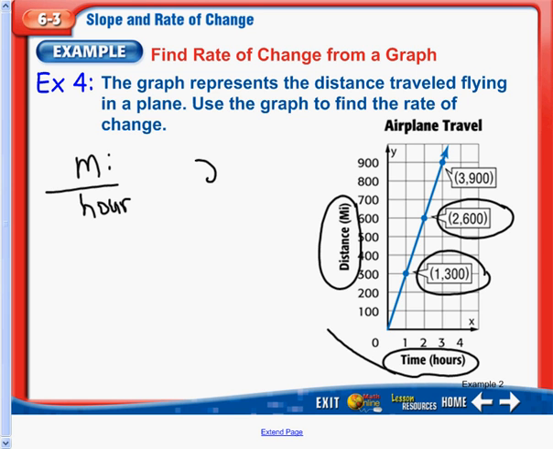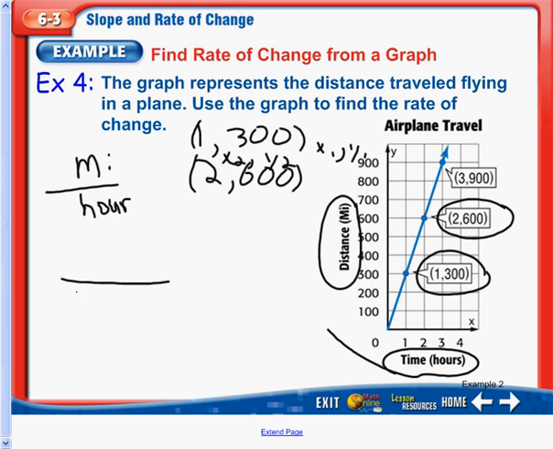So we're going to call (2, 600) our kind of x2, y2. And then we're going to use our (1, 300) as our x1, y1. Meaning that's going to be the part we're subtracting. So I have 2, and then I'm subtracting my 1. 600 on top, subtracting my 300. Because again, y's are on top, x's are on bottom. 2 minus 1 is giving me 1. 600 minus 300 is 300, because I just use 6 minus 3 is 3, and the zeros follow. And so I have 300 over 1.